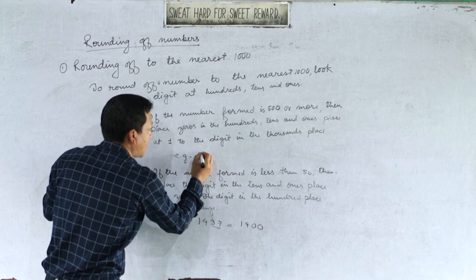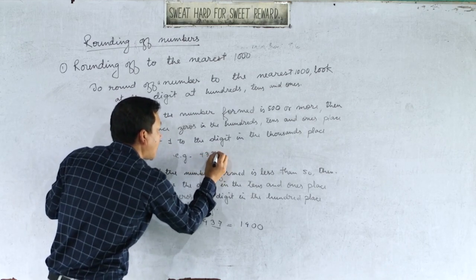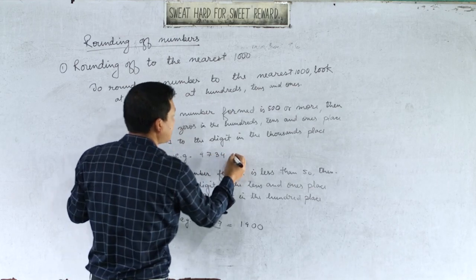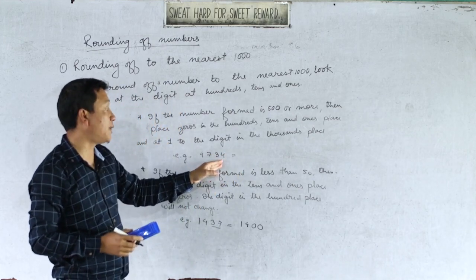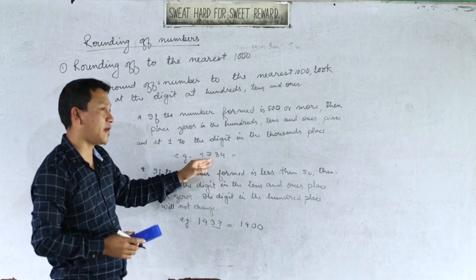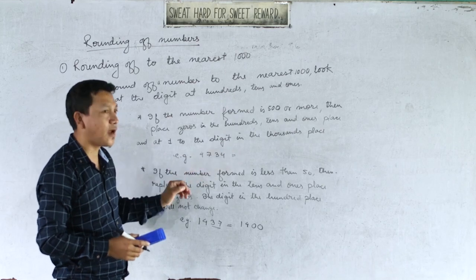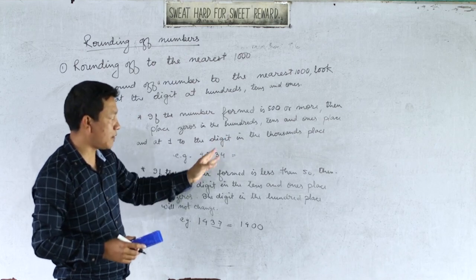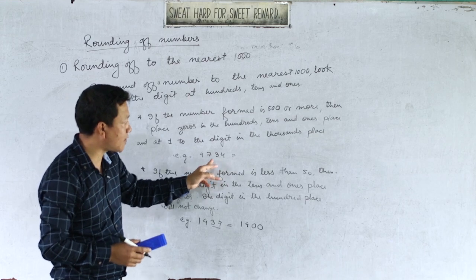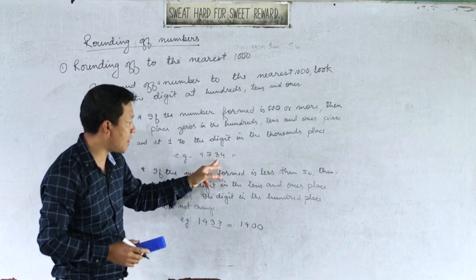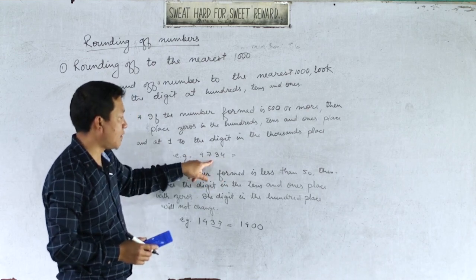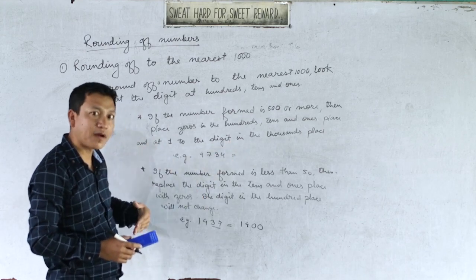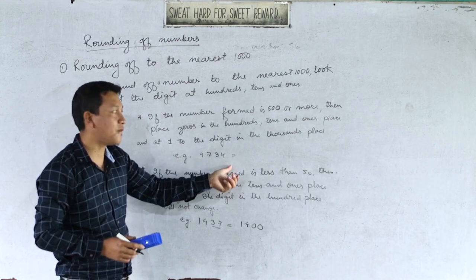I will give you another number here. 4,734. The number formed by the ones place, tens place, and hundreds place is 734. Is 734 greater than 500, same as 500, or less than 500? 734 is greater than 500.